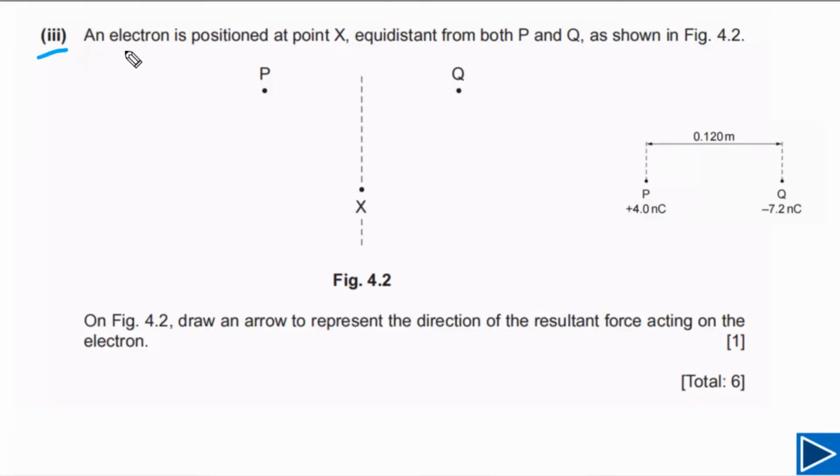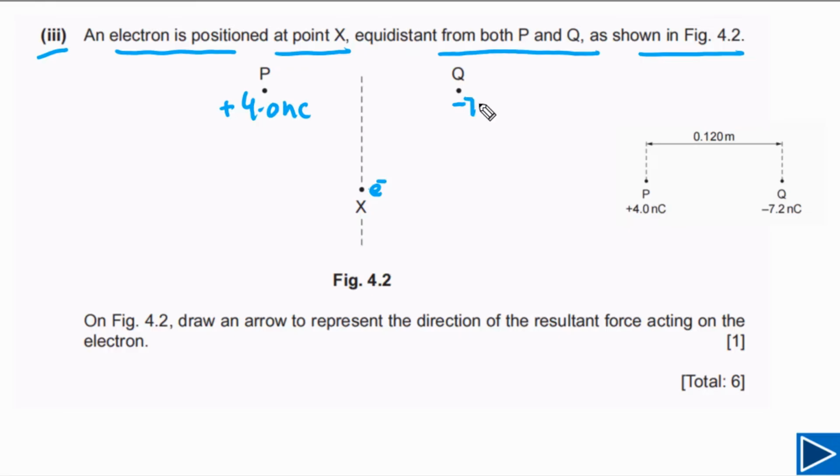For the third part, it is given to us that an electron is placed at point X and it is at equal distance from both P and Q as shown in figure 4.2. It means the electron is simply placed at this point and the distance between the electron and P and the distance between Q and the electron are the same, but the charge on P is plus 4.0 nanocoulomb, meaning it has positive charge, but Q has negative charge and this is equal to 7.2 nanocoulomb. As the distance is the same but the charge is different, the force on the electron due to Q and due to P will be different, but the force due to Q will be greater.